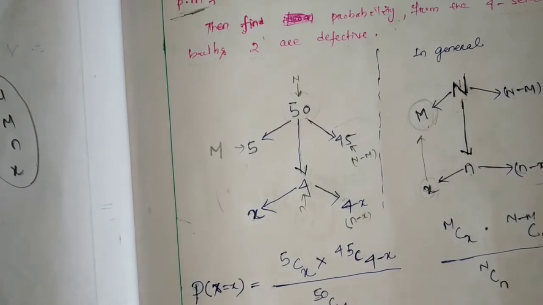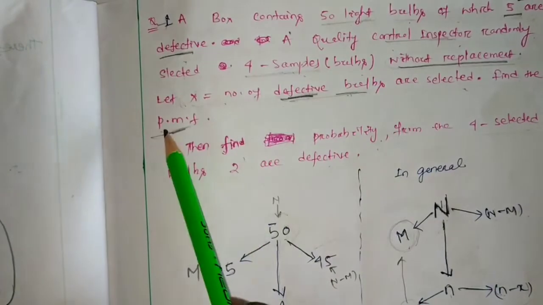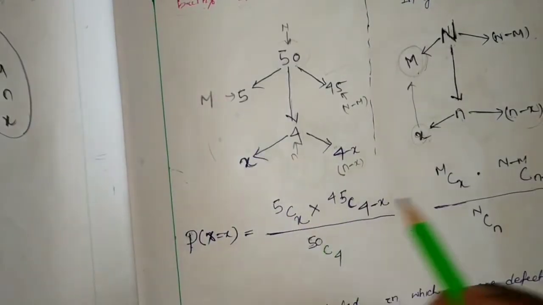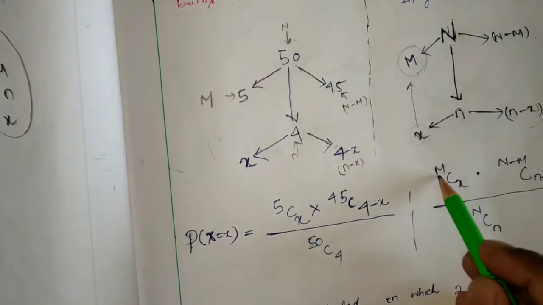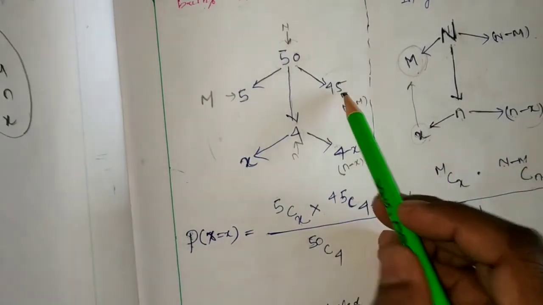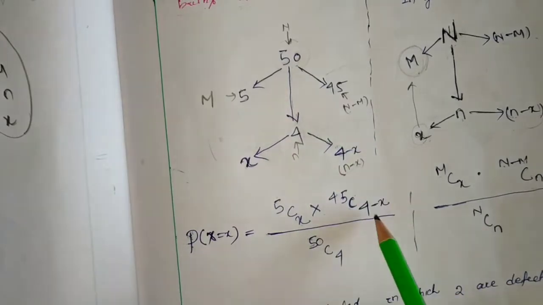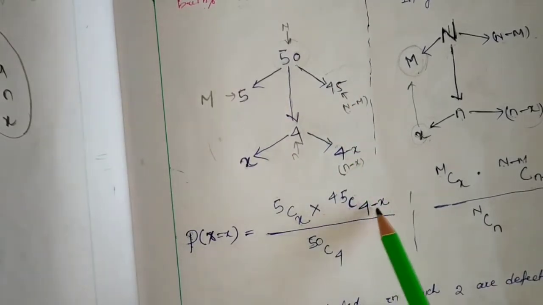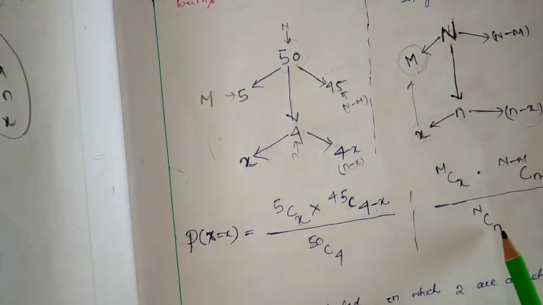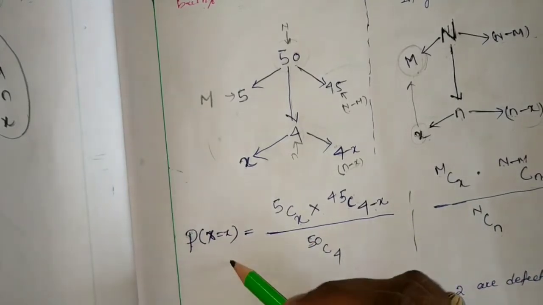So the corresponding PMF, whatever is given in the question, will be 5Cx, you can see MCx here, 5Cx into N minus M, which is your 45, 45C(n minus x), that is 45C(4 minus x), and in the total, the inspector has drawn 4, so 50C4. This will be the required PMF of this question.